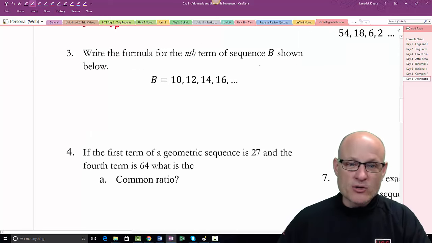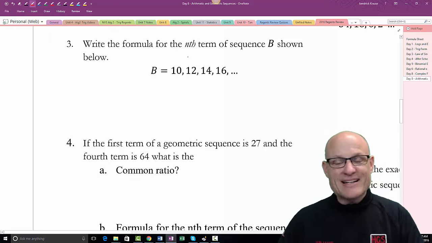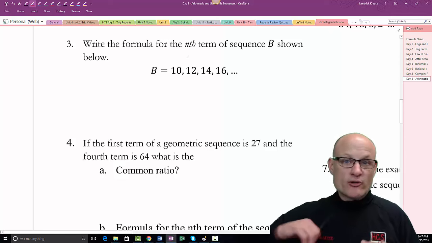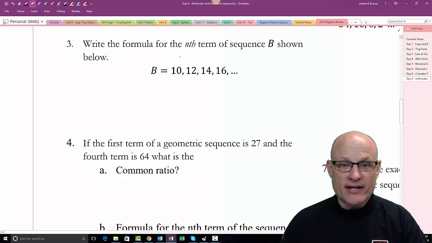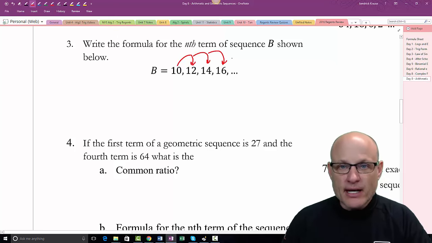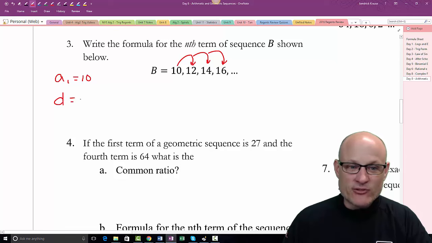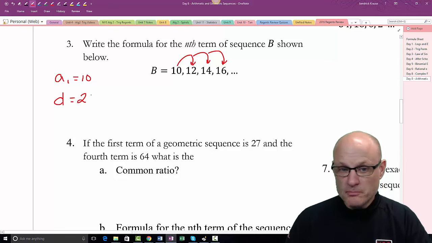3. Now we're going to get busy. Write the formula for the nth term of the sequence shown below. So I didn't tell you whether it's arithmetic or geometric. You have to decide. Okay, look, I'm adding 2, adding 2. Okay, this is arithmetic. I'm adding 2. So my first term, a sub 1, is 10, and my common difference is 2. Boom.